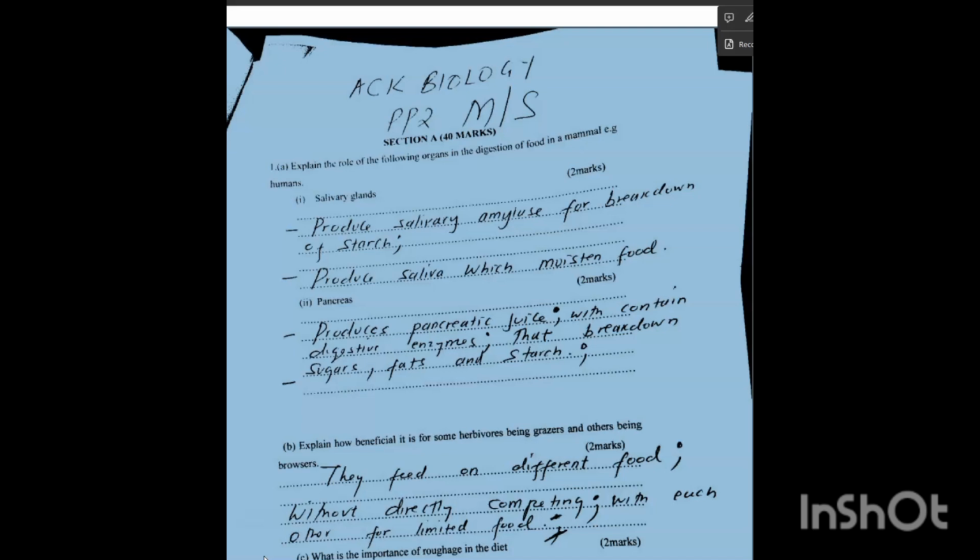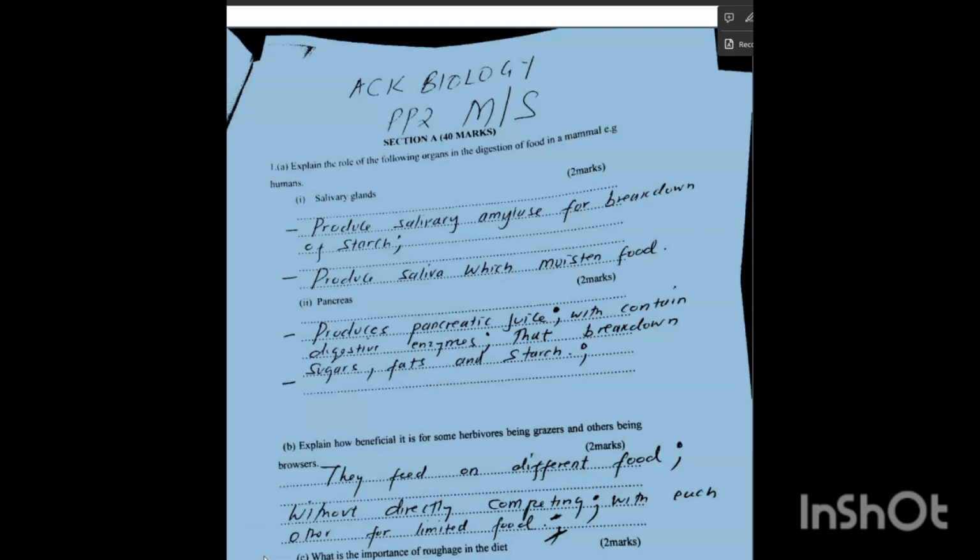It also produces saliva which moistens the food. The pancreas produces the pancreatic juice which contains the digestive enzymes. For example, the proteases for digestion of proteins, lipases for digestion of lipids, etc. The pancreas also produces two hormones, hormone insulin and hormone glucagon.